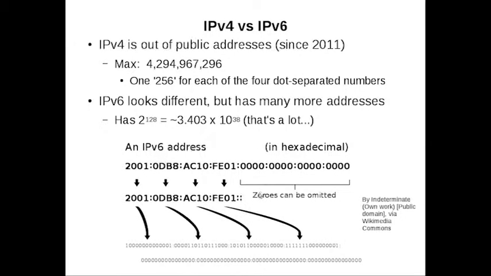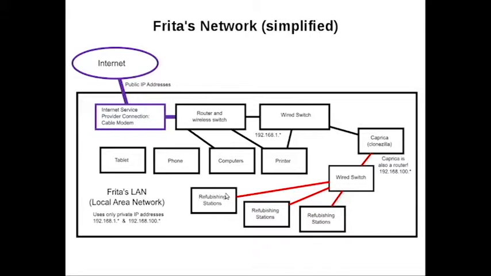Anyway, Frida's network. This is a simplified version of Frida's network, in case anyone is curious. The internet comes in, and there's a cable modem. Frida has a router and a wireless switch, and it uses another wired switch. I have lines going to the tablet and the phone, but they sort of disappeared. I don't know what happened to them. The wireless goes to tablet and phone and probably printer. The wired switch usually goes to most of the computers and printers. Those are all on the local private network 192.168.1.something, actually between 1 and 254 for reasons I will not explain.